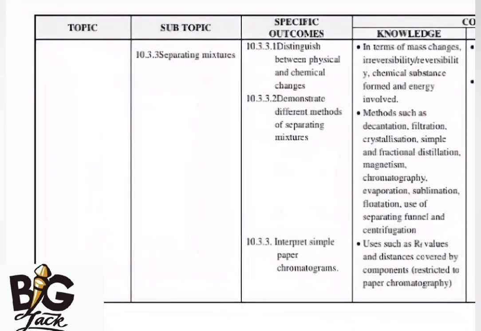Apart from that one, you also need to know how to determine the retardation factor. So retardation factor is equal to the distance traveled by the solvent over the distance traveled by the spot. So I'm saying retardation factor is equal to the distance traveled by the solvent over the distance traveled by the spot. Apart from that one, they're going to ask you to explain evaporation.